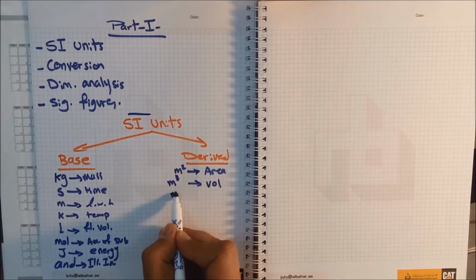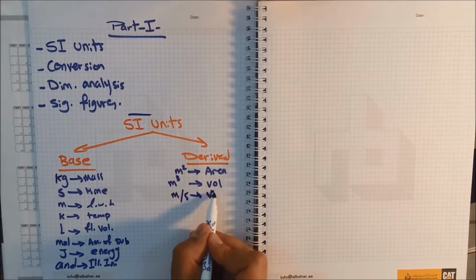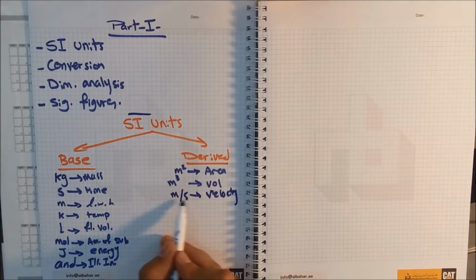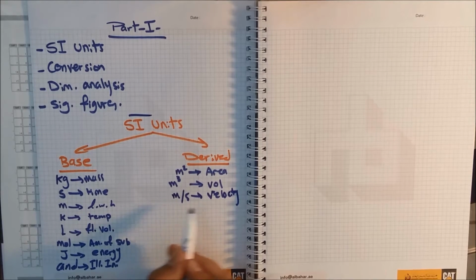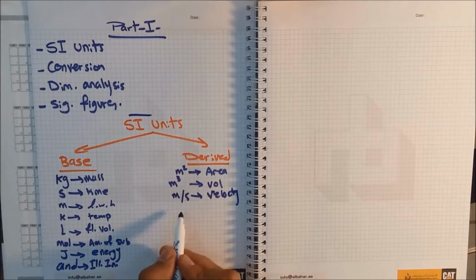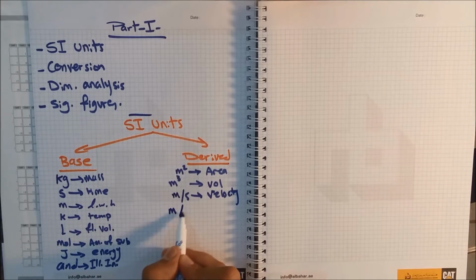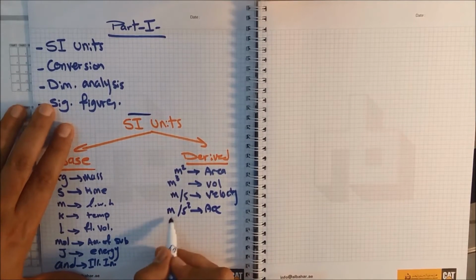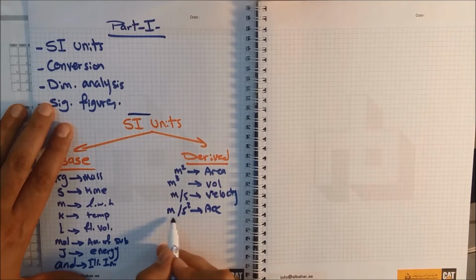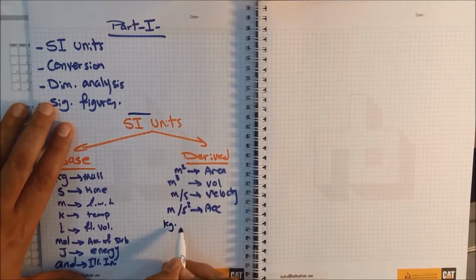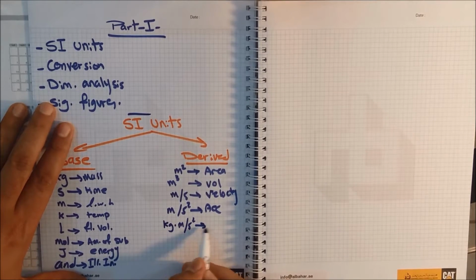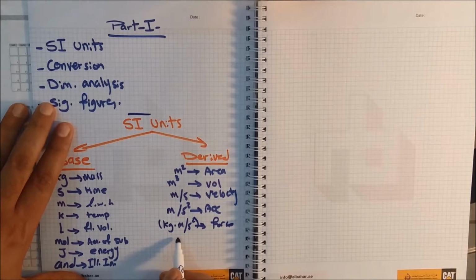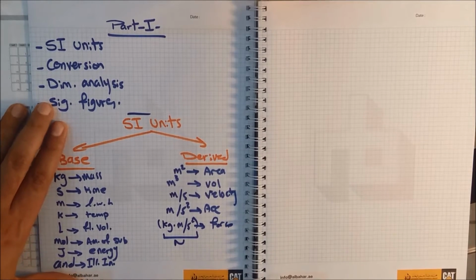You will use cubic meters, or meters cubed. For velocity, for example, you use meters per second. And it has 2 dimensions, meters and seconds, which means length and time. Acceleration, meters per second squared. If we combine mass and acceleration, kilograms dot meters per second squared, you will find force, and this is equivalent to newtons.